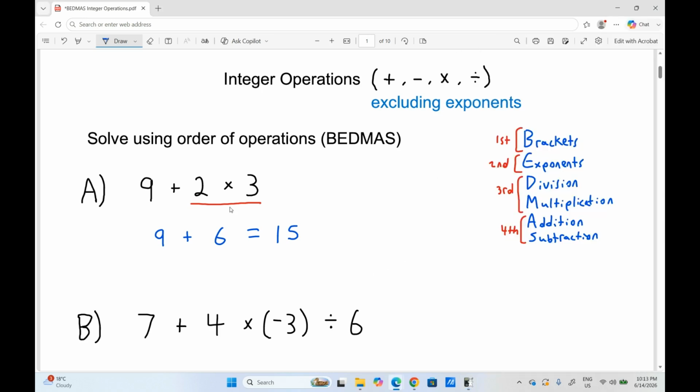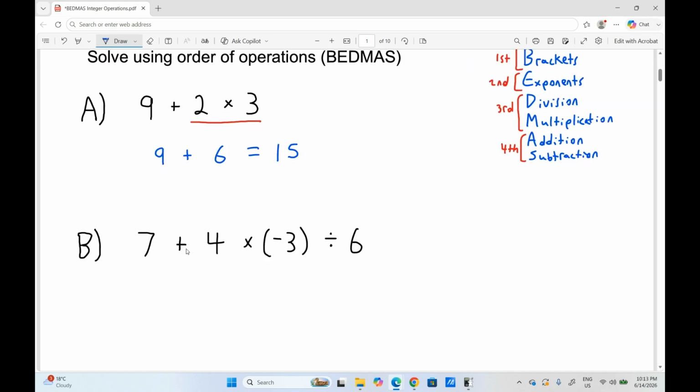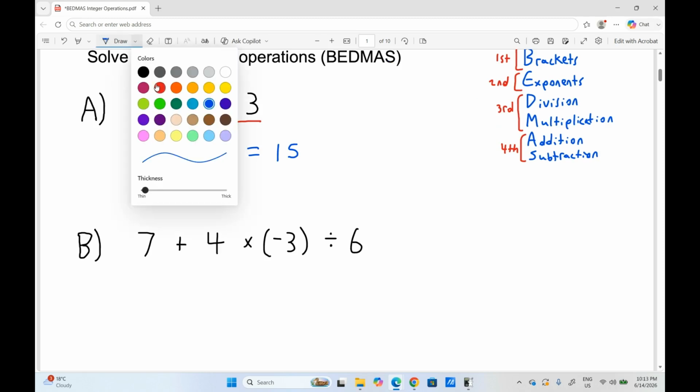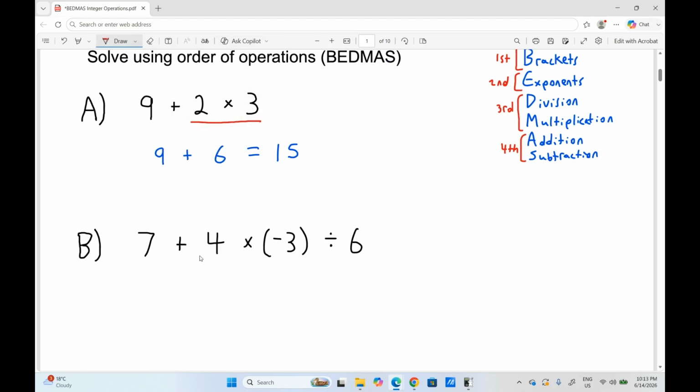So now moving on to my next example here, I have 7 plus 4 times negative 3 divided by 6. So according to order of operations, let's scan for brackets. I do have some brackets here, but I can't solve what's in the bracket because it's already fully simplified as negative 3, so I move on to my exponents. Since I already said we're going to exclude exponents from this video, and there are no exponents here, I move on to my third step, which is division and multiplication.